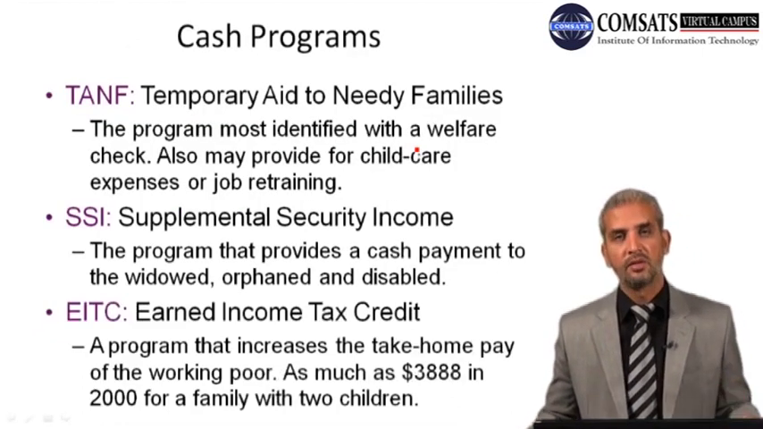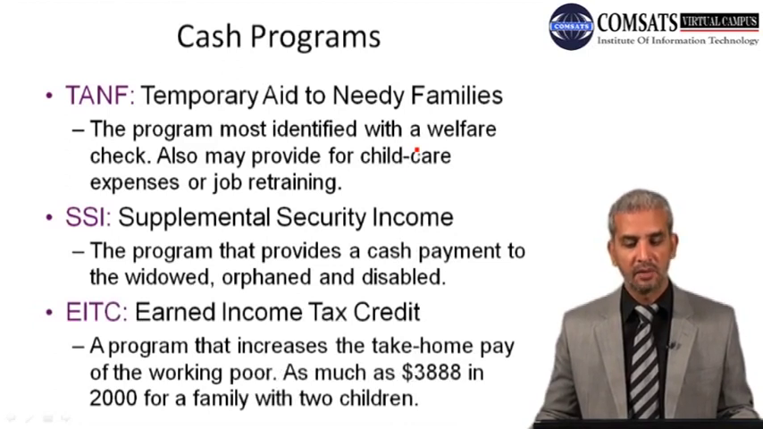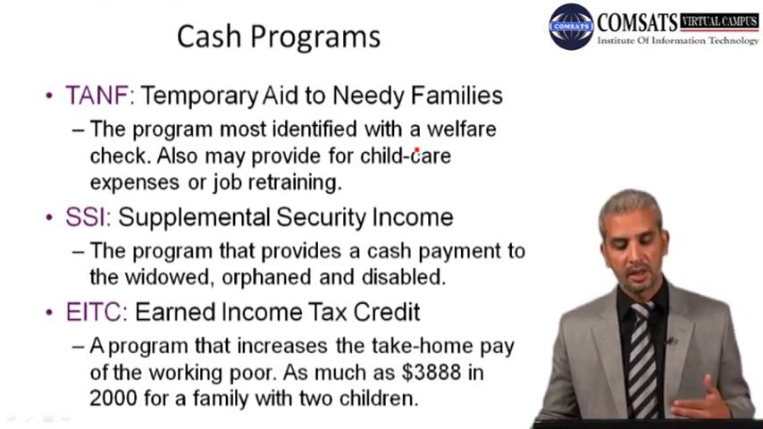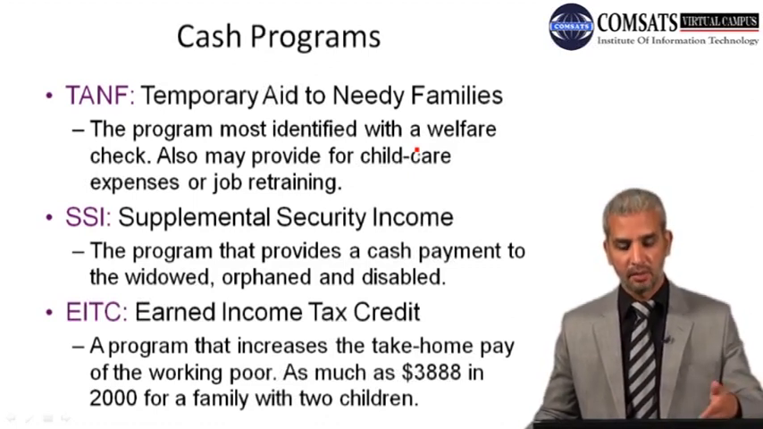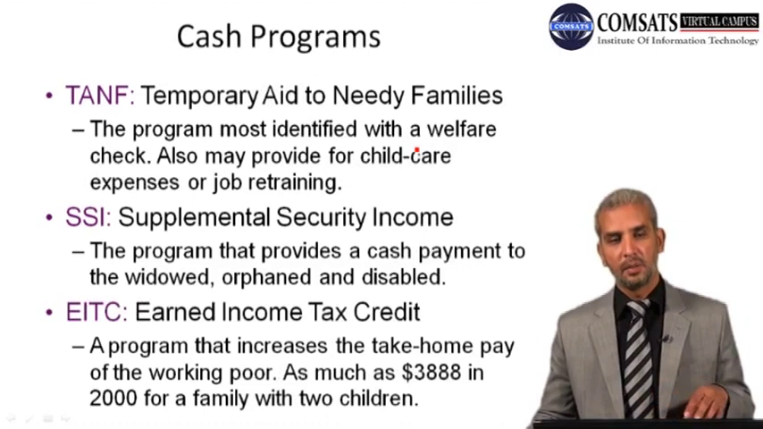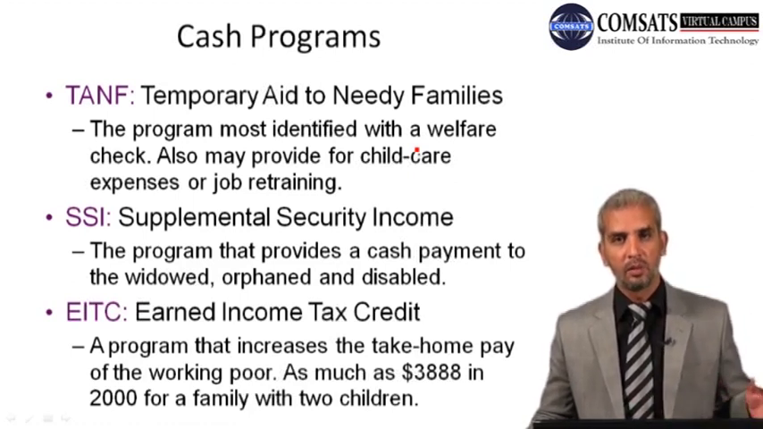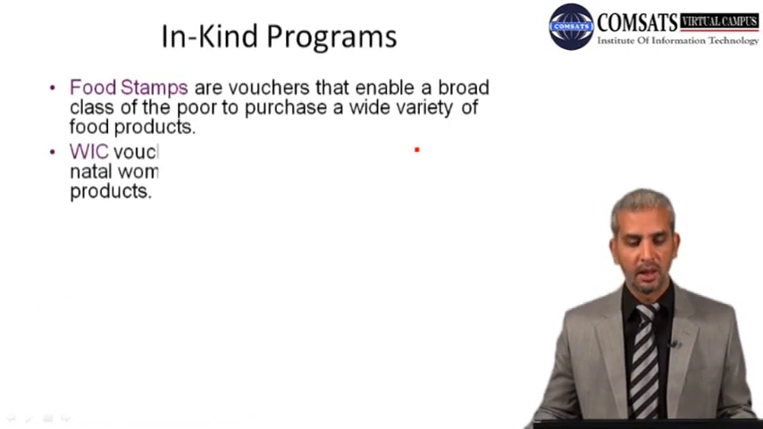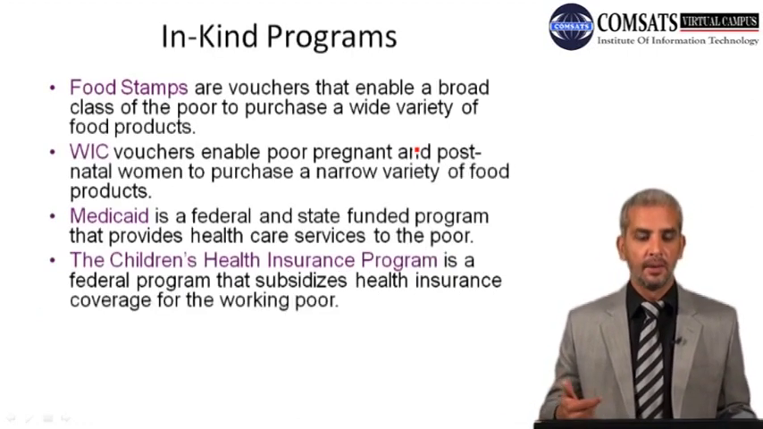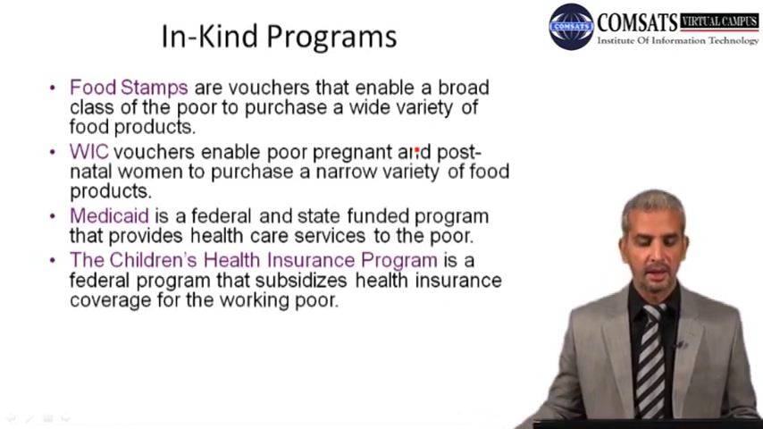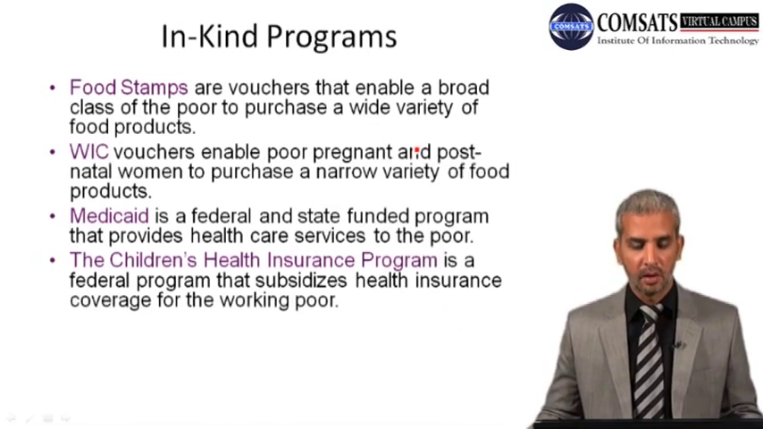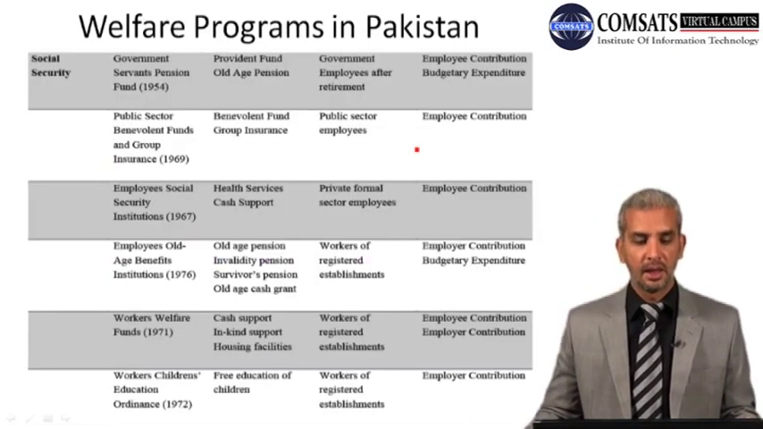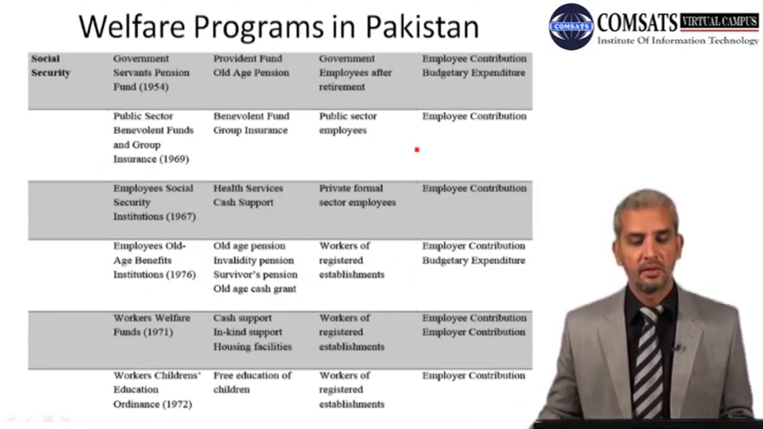So then we discussed a list of various programs in USA, which are temporary aid to needy families, supplemental security income, and the earned income tax credit, which was a more interesting one, in which people below a certain income level, when they are taxed, the government is letting go of its own tax revenue, and letting them take home after-tax income more than what they would usually get. Then there are in-kind programs, which are food stamps, WIC, Medicaid, and the Children's Health Insurance Program, all of these with different perspectives.